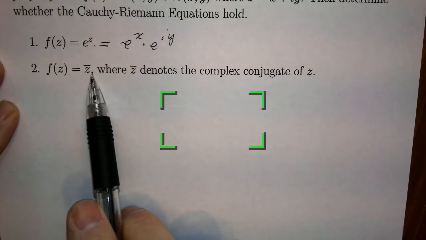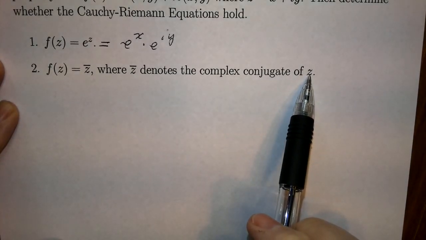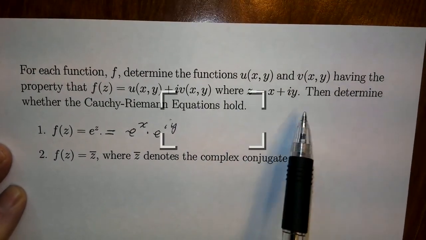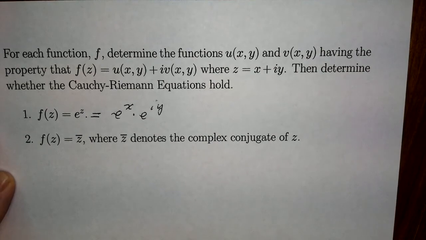Now let f of z equal z bar, where z bar denotes the complex conjugate of z. For each of these, find the imaginary and real parts and determine whether the Cauchy-Riemann equations hold.